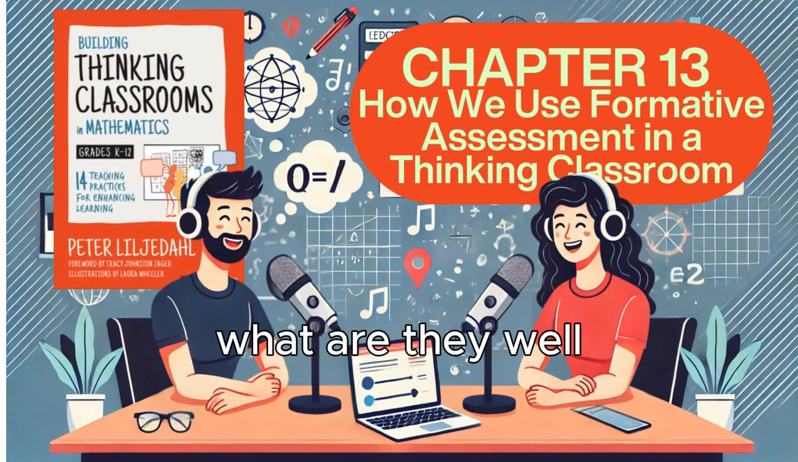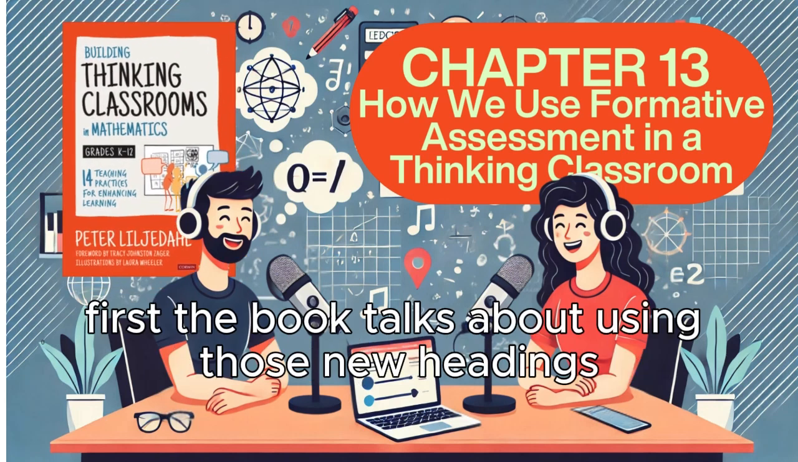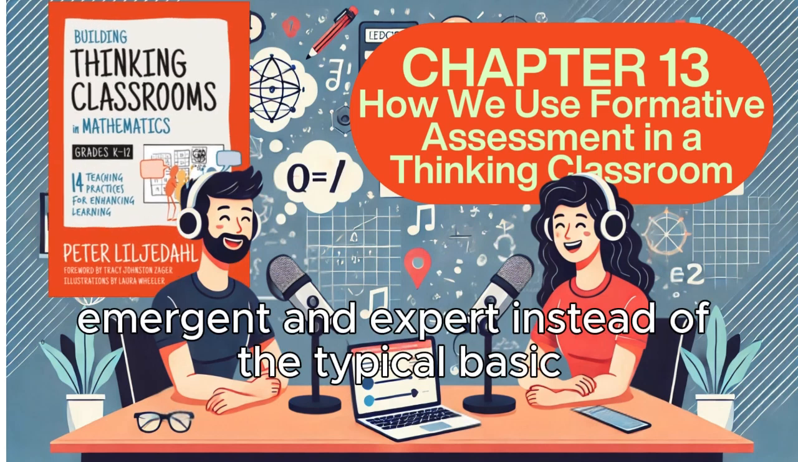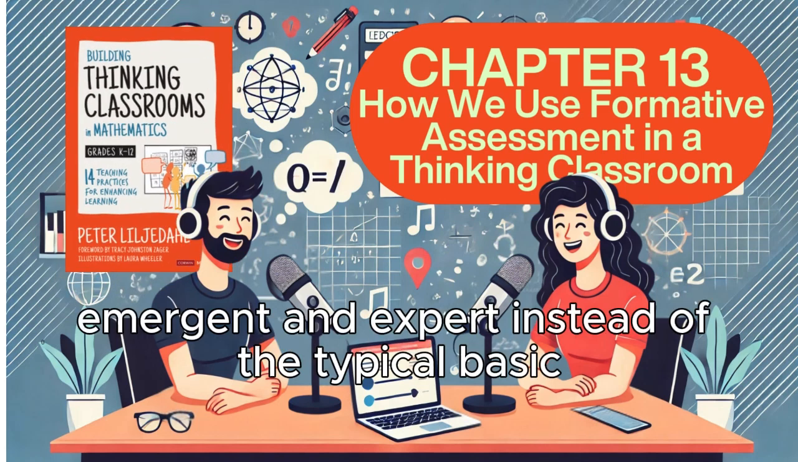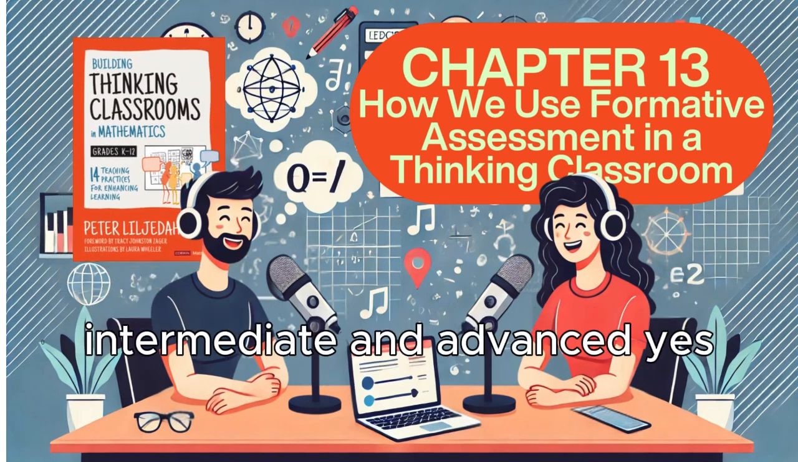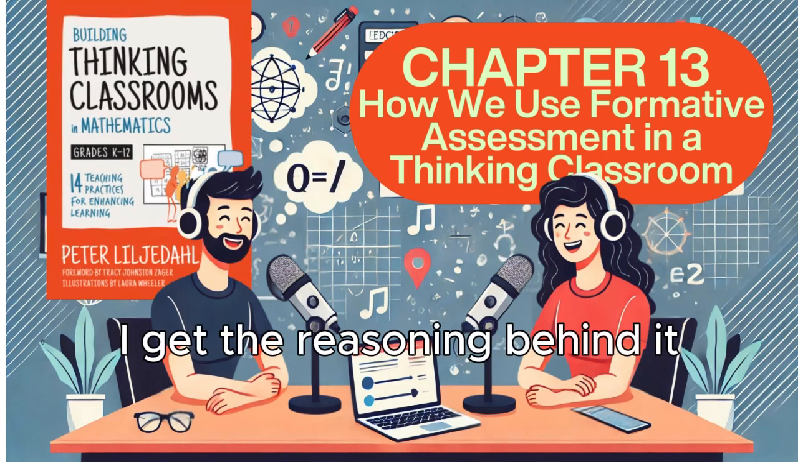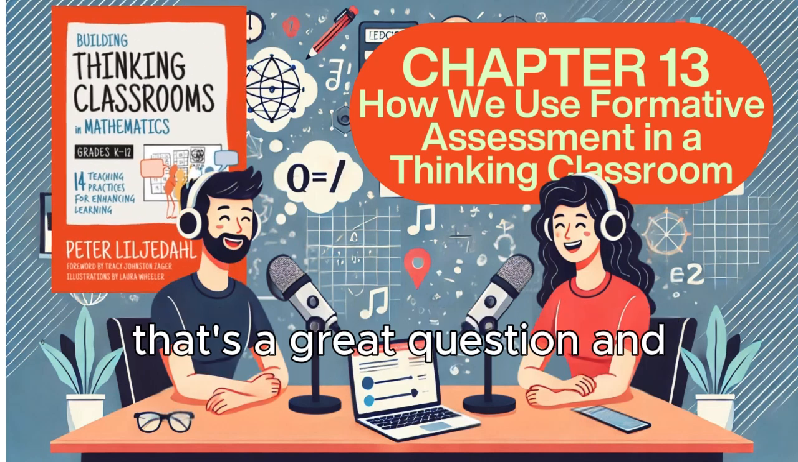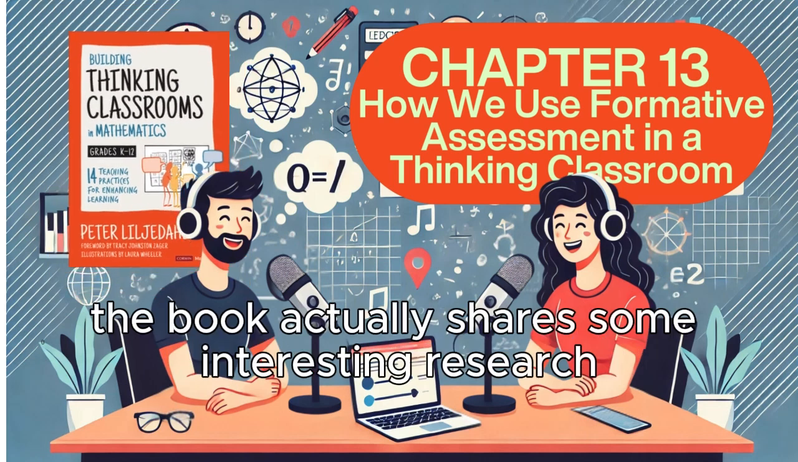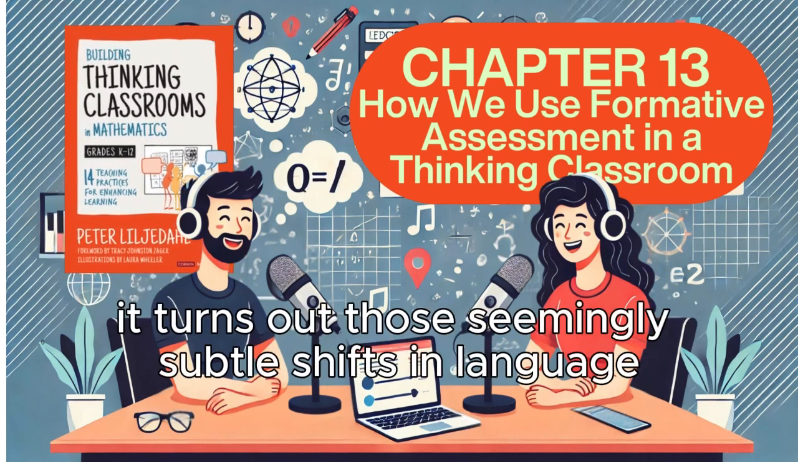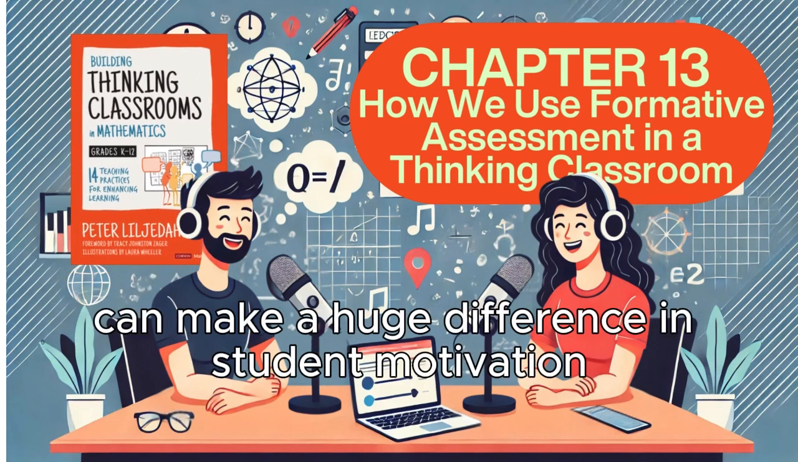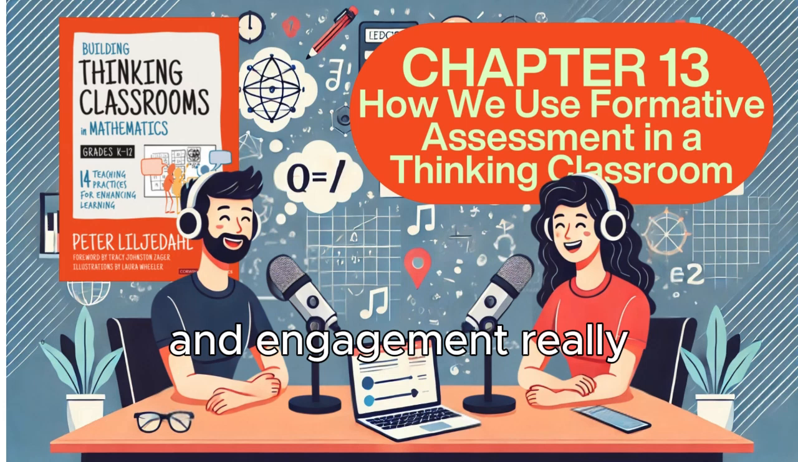Okay, what are they? Well, first, the book talks about using those new headings for complexity levels: novice, emergent, and expert, instead of the typical basic, intermediate, and advanced. I get the reasoning behind it, but how do students actually respond to those terms? That's a great question, and the book actually shares some interesting research findings on this. It turns out those seemingly subtle shifts in language can make a huge difference in student motivation and engagement.